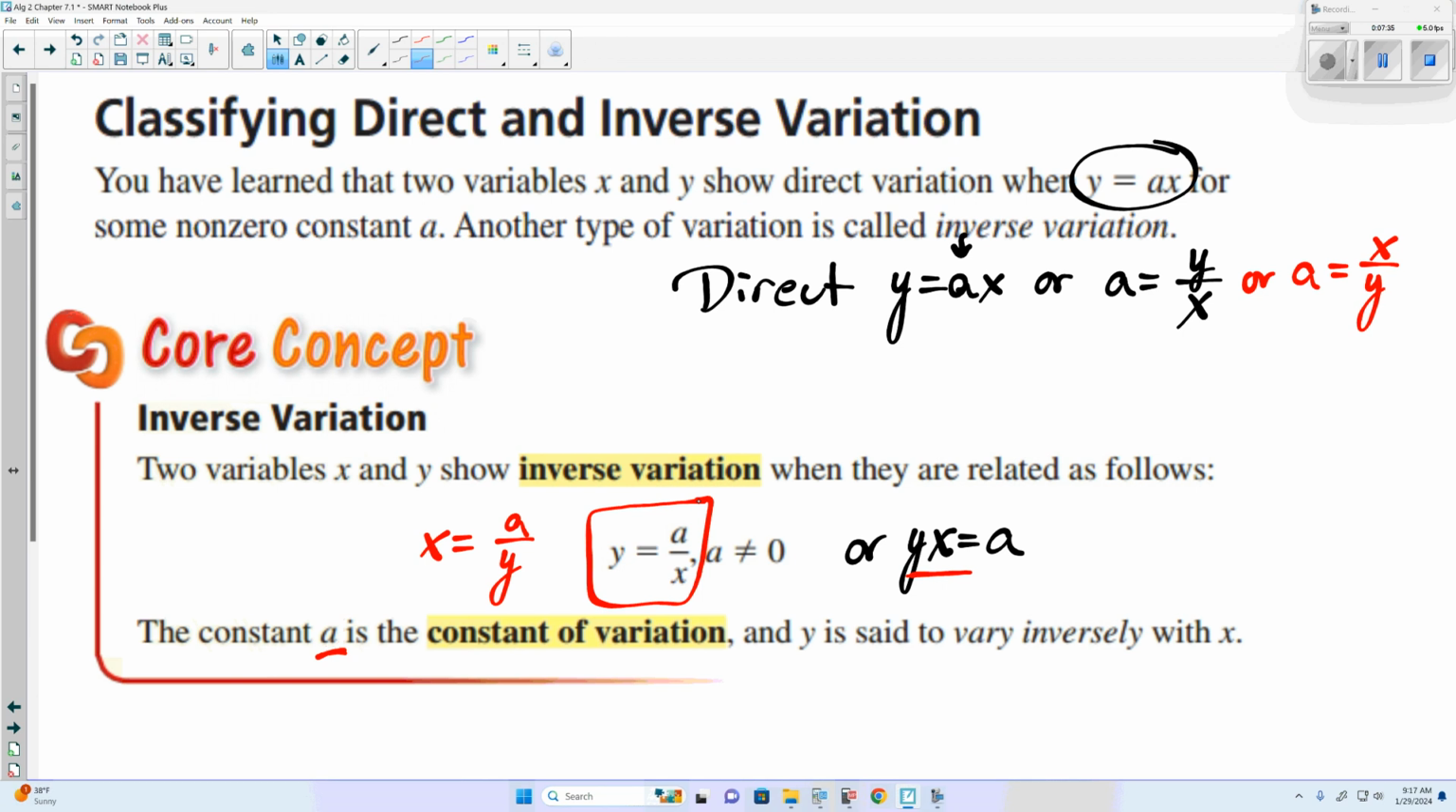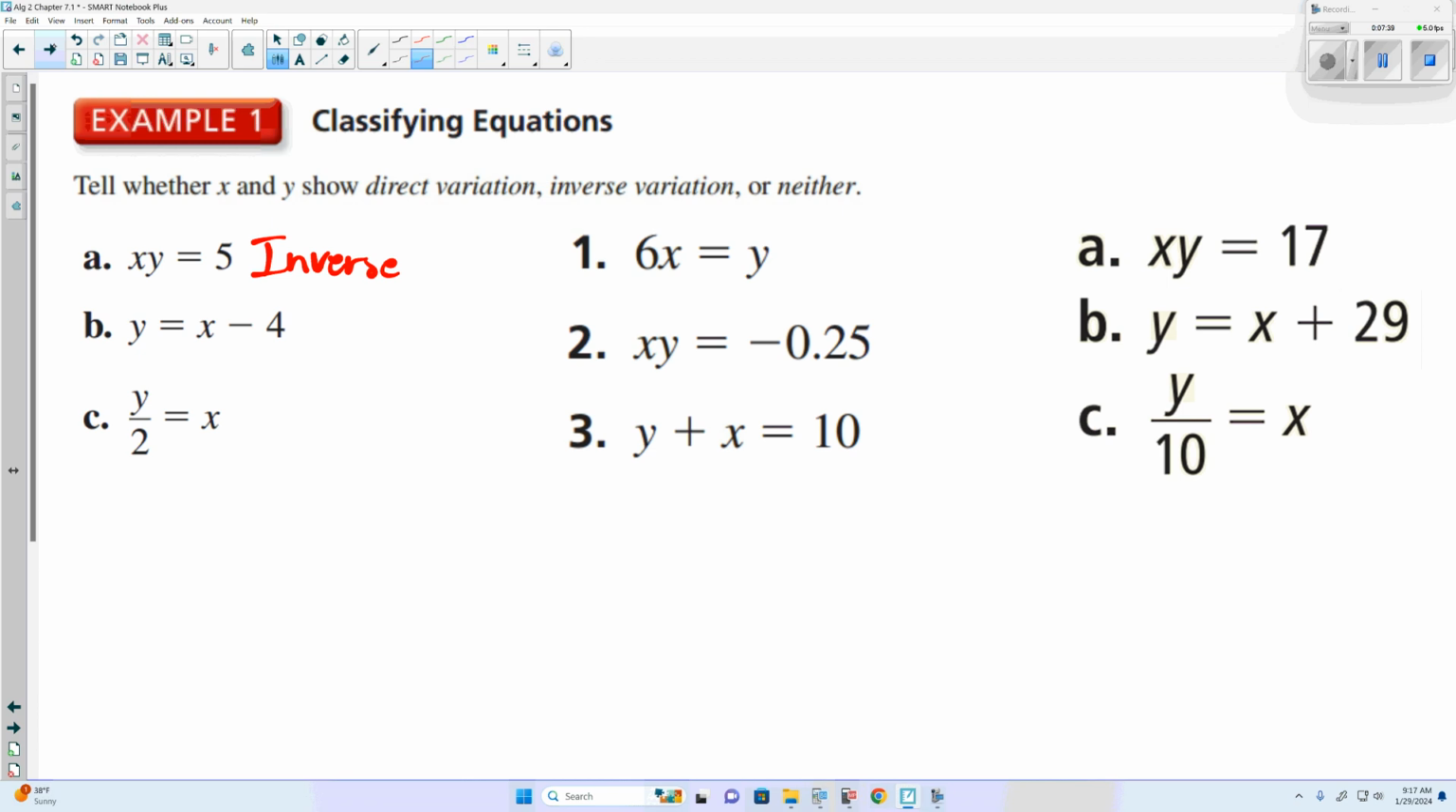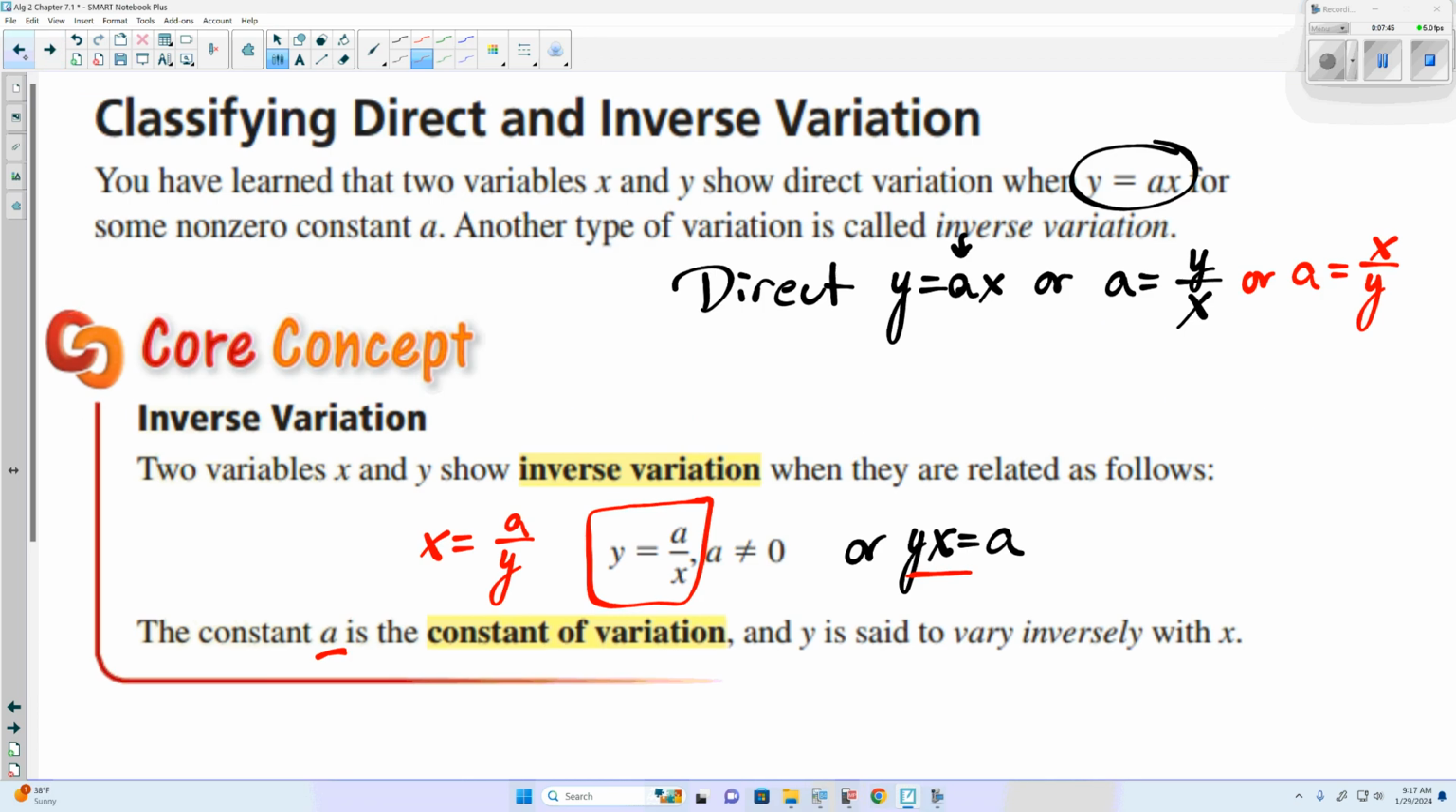For the one we're looking at, C, is either one of x and y in the bottom of the fraction? No, they're both in the numerator, yes? If they're both in the numerator on opposite sides, it can't be inverse. We're actually looking at direct. Y is equal to a times x, or we could actually say x is equal to a times y, yes? So this is direct.